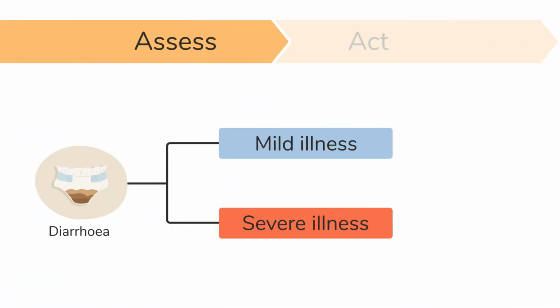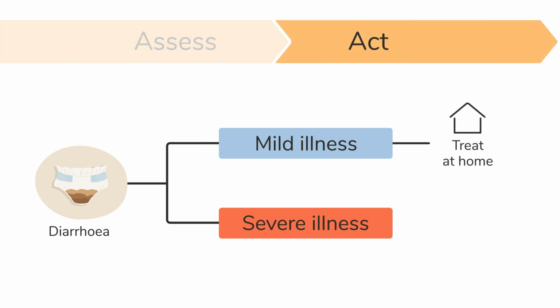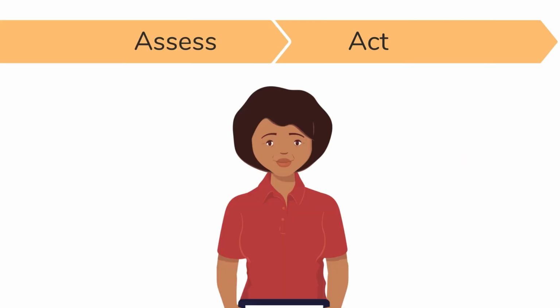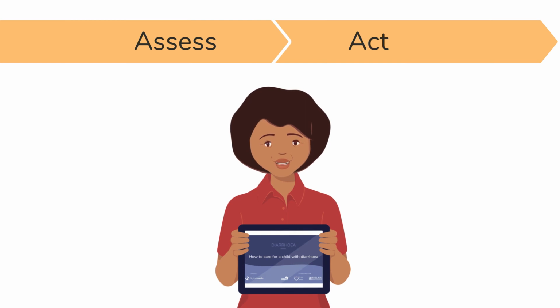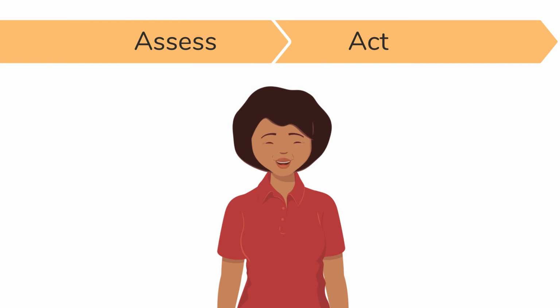Once your assessment is done, you should have enough information to decide if the diarrhea is a sign of a mild or severe illness. If it indicates a mild illness, you can help the caregiver care for the child at home. However, if it indicates a severe illness, you should refer the child urgently to a health facility. This process will be explained in more detail in another video. By doing a proper assessment, you can take the necessary steps to make sure that the diarrhea is treated correctly and quickly.